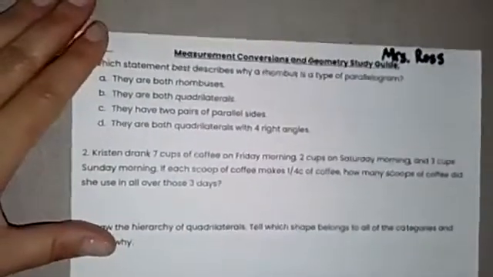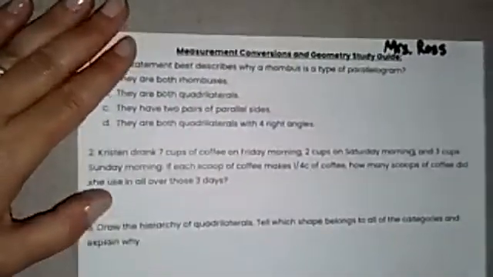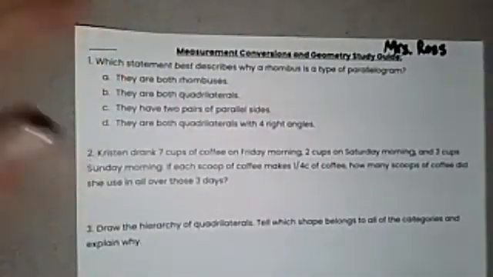All right. We are going to be doing this together. We're going to do 12 questions. We're going to pause it and dance. And then we'll do the last 13 questions and pause it and dance. This is all about measurement conversions and geometry, and then there's a bunch of review questions thrown in there.